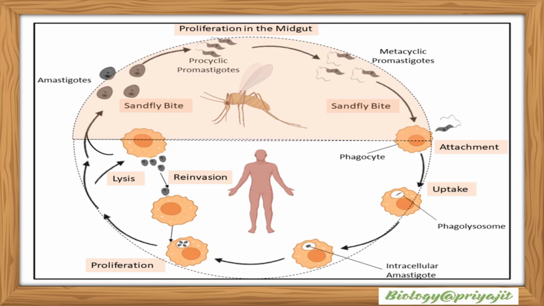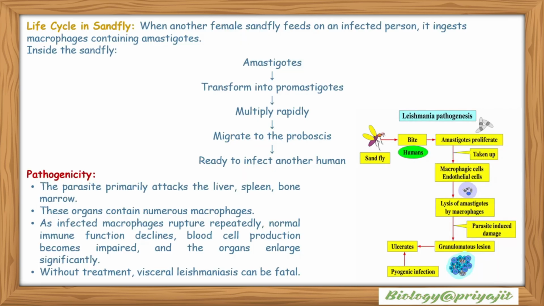This is the life cycle of the Leishmania donovani. Notice that multiplication occurs only in the amastigote stage, and this continuous destruction of macrophages leads to enlargement of organs rich in macrophages, particularly spleen, liver and bone marrow. Life cycle in sandfly: when another female sandfly feeds on an infected person, it takes up macrophages containing amastigotes. Inside the sandfly, amastigotes transform into promastigotes, then multiply rapidly, migrate to the proboscis and are ready to infect another human. So now, what is the pathogenicity?